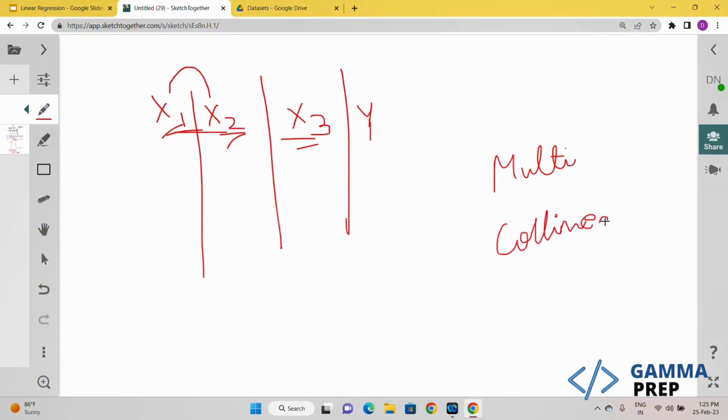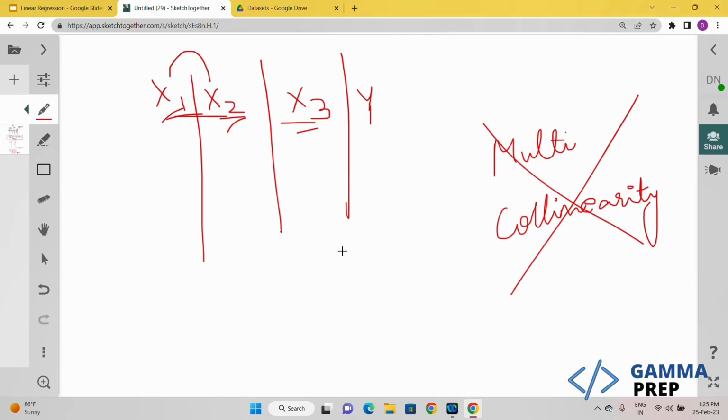Multi-collinearity is the condition when the independent attributes are correlated to one another. And we don't want any multi-collinearity in linear regression. That is, our independent variables should actually be independent. There should not be any correlation between the independent variables. Now, let's say if multi-collinearity is not satisfied, then what should you do?